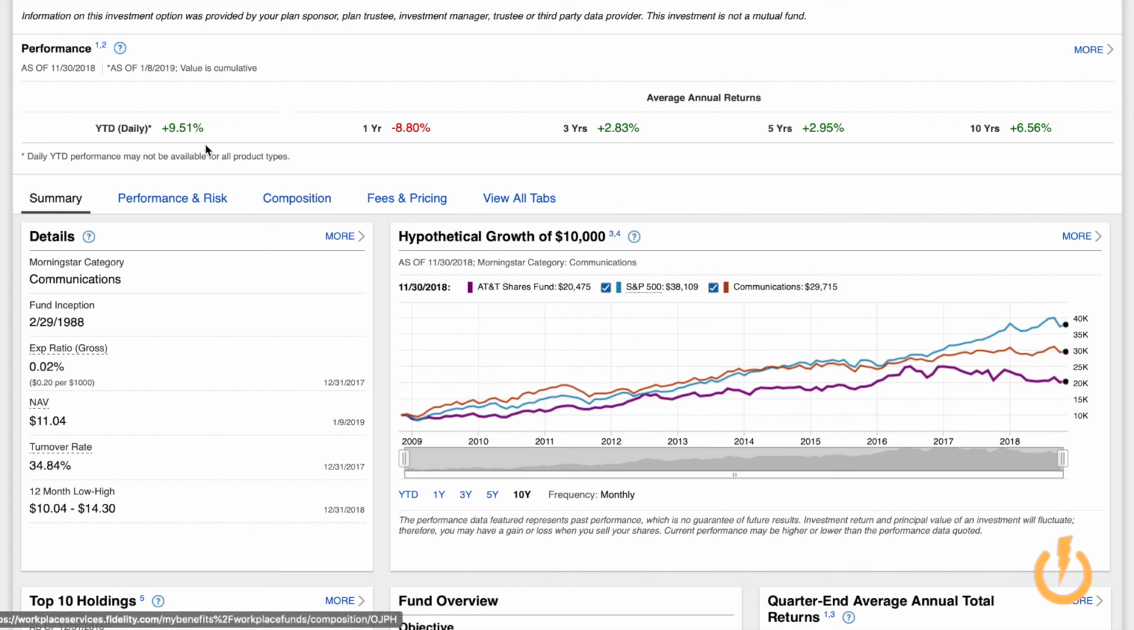Lastly, we're going to talk about the investments that you want to avoid. These are the underperformers. Check out this investment. Over the last 10 years, it's lagged behind the S&P 500 and every other benchmark provided. Even though the expense ratio is really good, you just won't make as much money as you would by putting your money elsewhere.